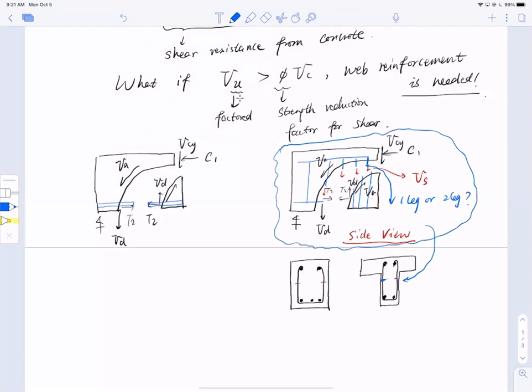The screen's going kind of choppy. Are you okay?